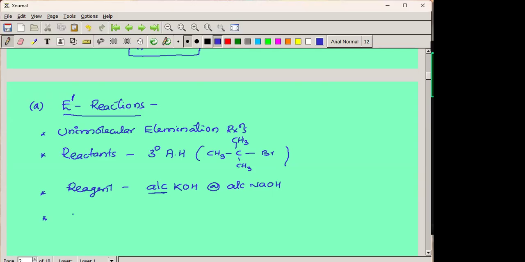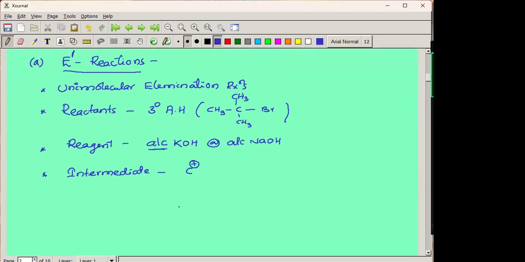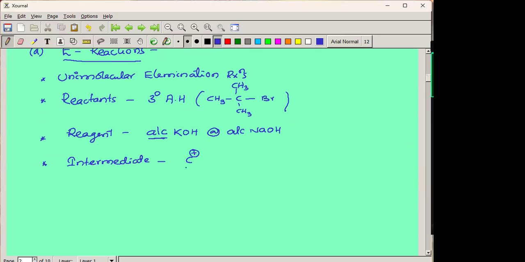So what type of intermediate is formed? Carbocations. So the intermediate is the same, that is carbocation. Like SN1 reaction, the carbocations will be formed. So there is a possibility of rearrangement because a carbocation is formed, right? So the next one is here. The mechanism proceeds through how many steps? This is a two-step mechanism like SN1 reaction.